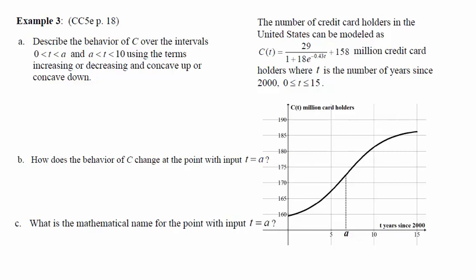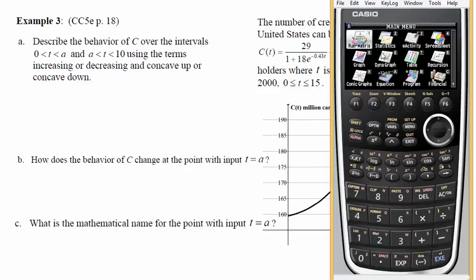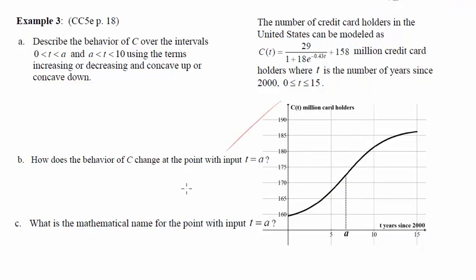Alright, so let's look at an example. Okay, here we have a function c of t, which tells us the number of million credit card holders t years after 2000. Alright, let's go ahead and enter this in our calculator, because I know we're going to need it here in a second.